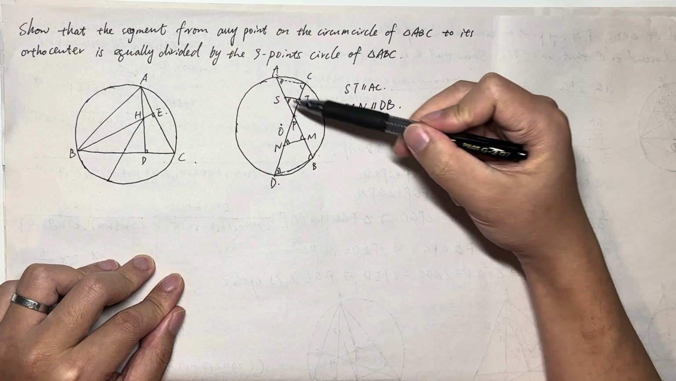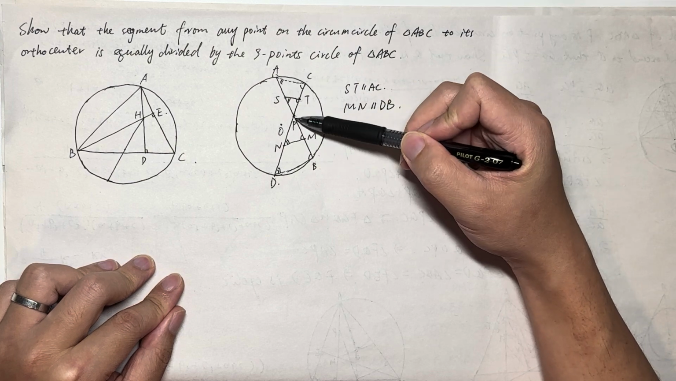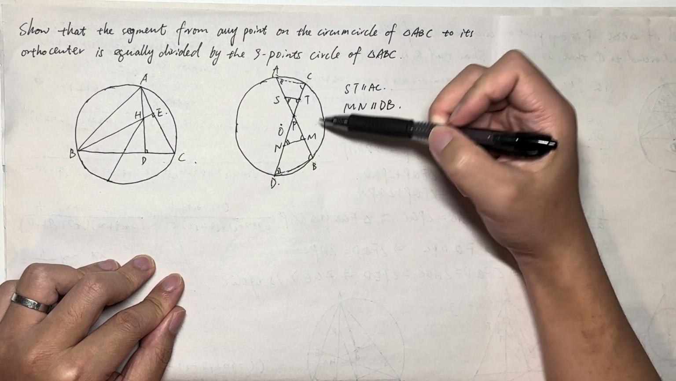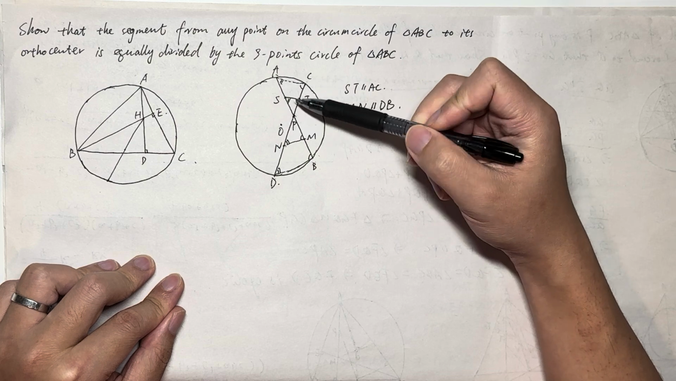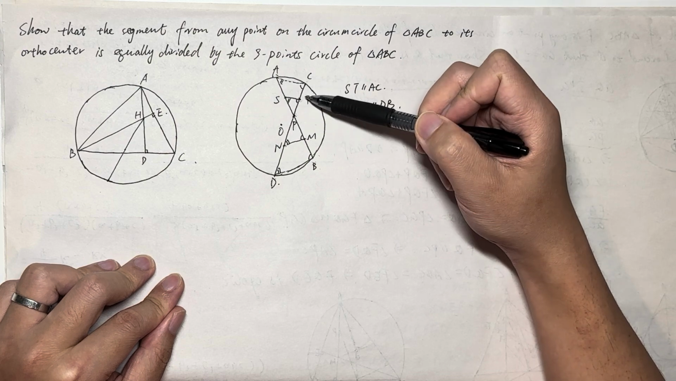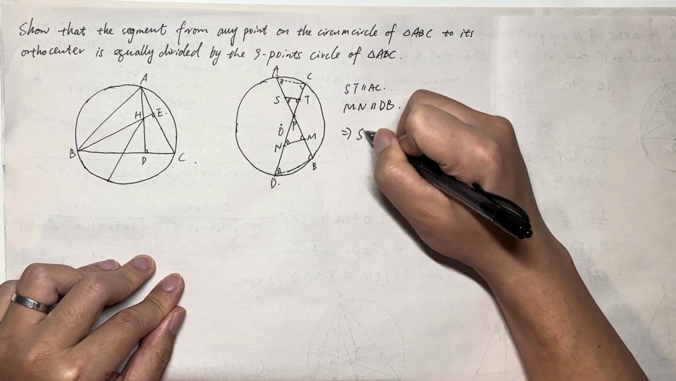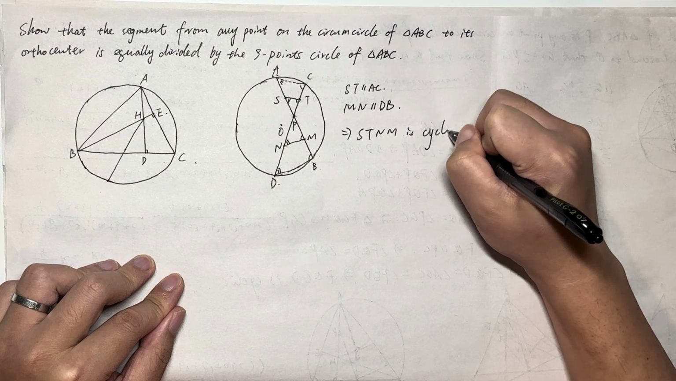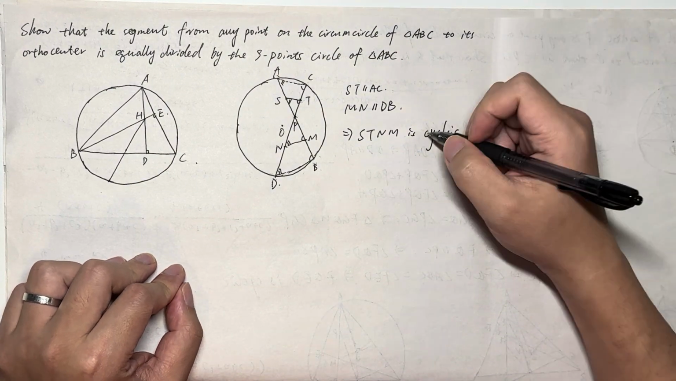And we already know that angle CAP equals angle BDP, which means angle MNP equals angle TSP. So we get that STNM is a cyclic quadrilateral.